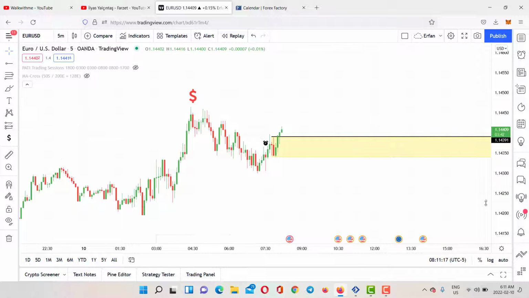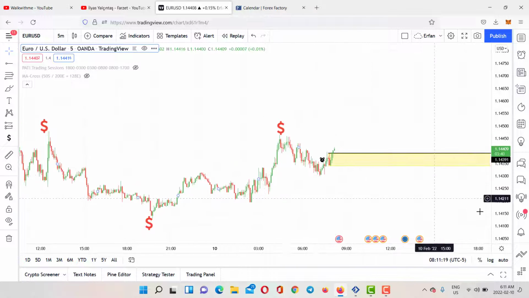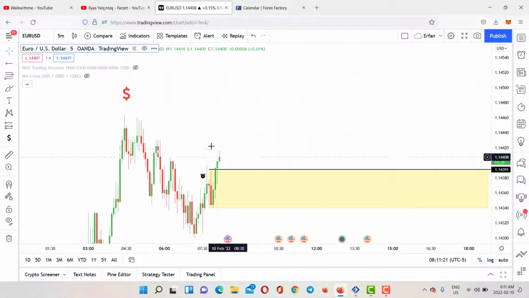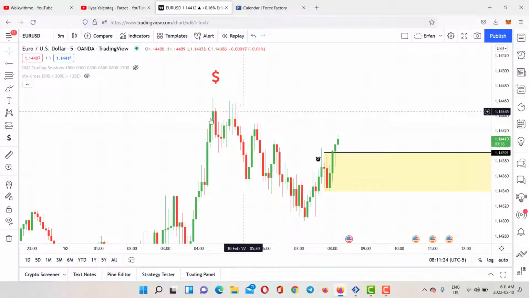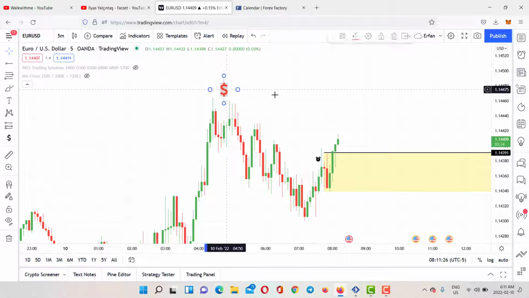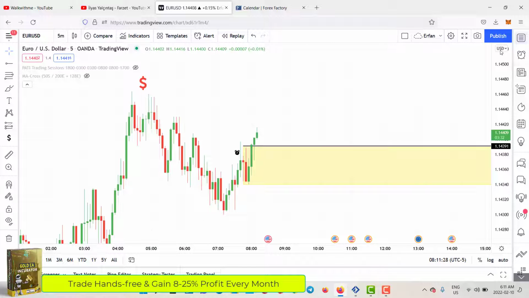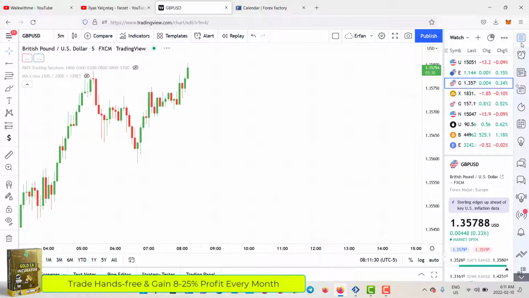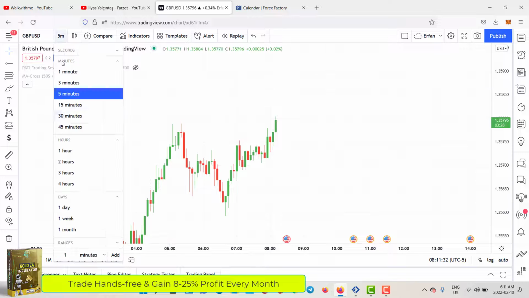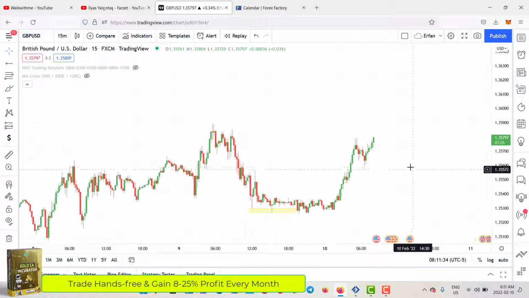Again, I'm just going to see what happens exactly, but I can't see any high probability order block around the resistance level. So I'm just waiting for a correction, and then I'm going to take my long position if there's any good momentum. Almost the same thing with GBPUSD, guys.